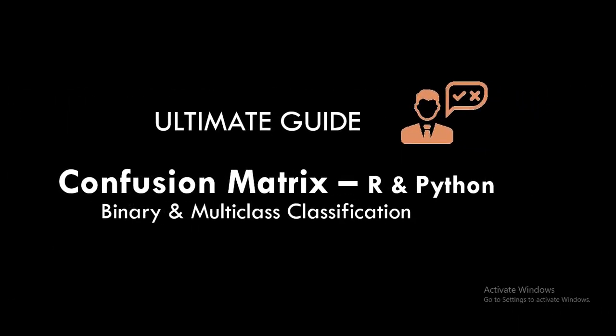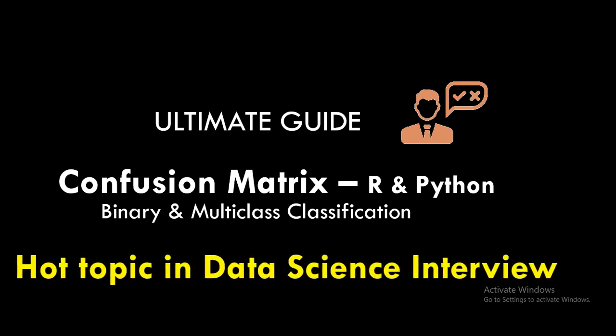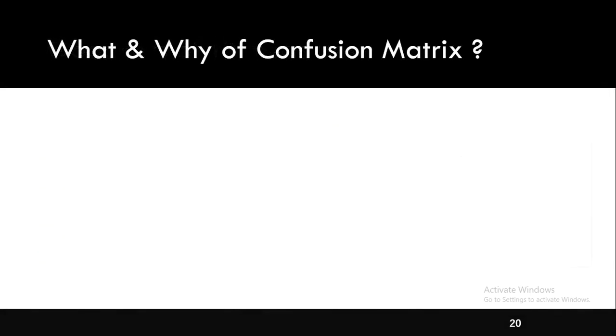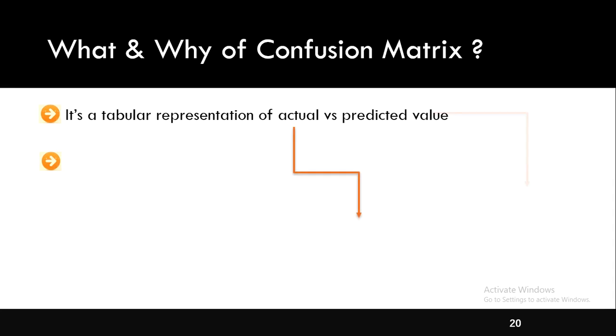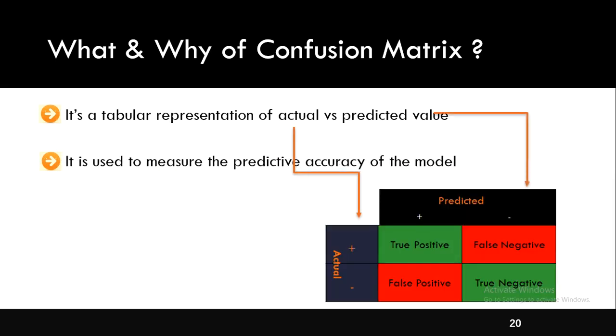Hope this session should help you to gain an intuitive understanding of what is confusion matrix and how to interpret binary and multi-class classification related confusion matrix. What is confusion matrix? Confusion matrix is a tabular representation of actual versus predicted value. It is used to measure the predictive accuracy of the classification models.